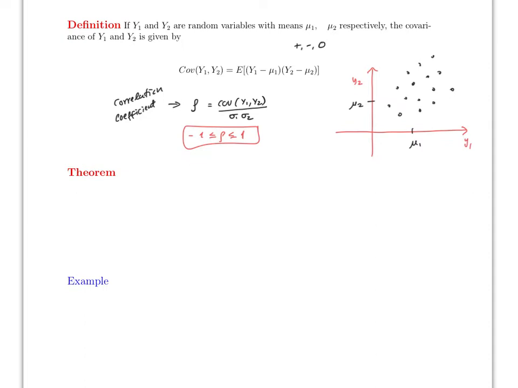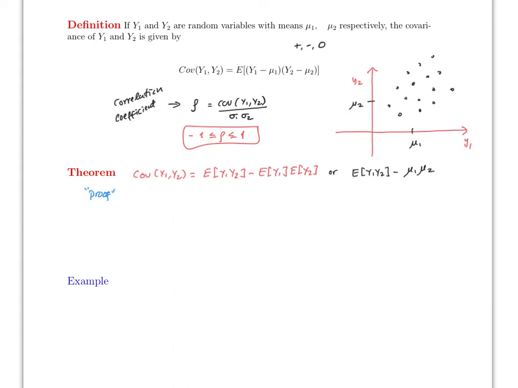Now, a better formula to find the covariance will be the following theorem. This is the definition, but you will see that for computational purposes, the covariance of y1 and y2 is equal to the expected value of y1 times y2 minus the expected value of y1 times the expected value of y2, or equal to the expected value of y1 times y2 minus mu1 times mu2. Okay? It's actually pretty easy to verify that's the case, so we can say this is the proof.